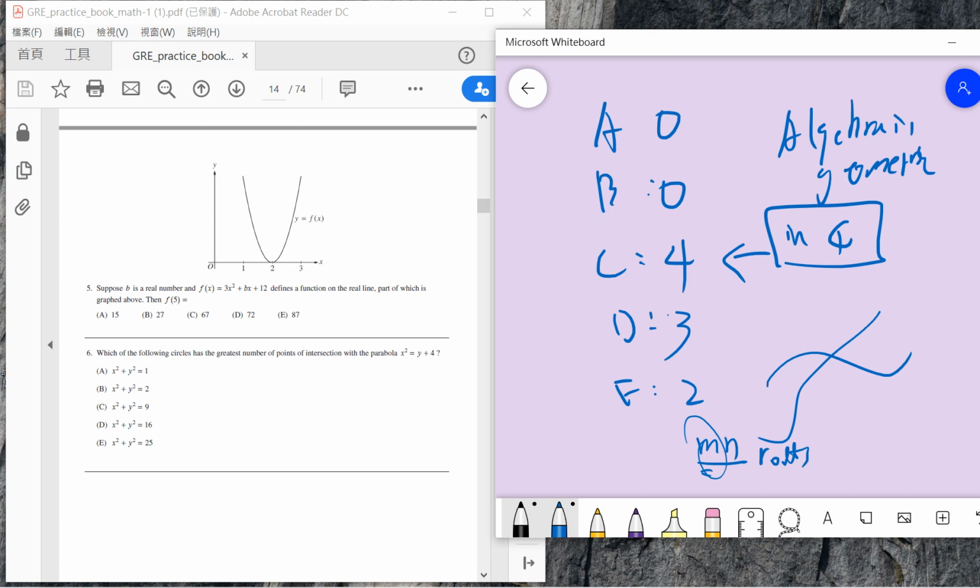So if you know the algebraic geometry, when you get C, then you already get an answer. You don't have to spend time on D and E.